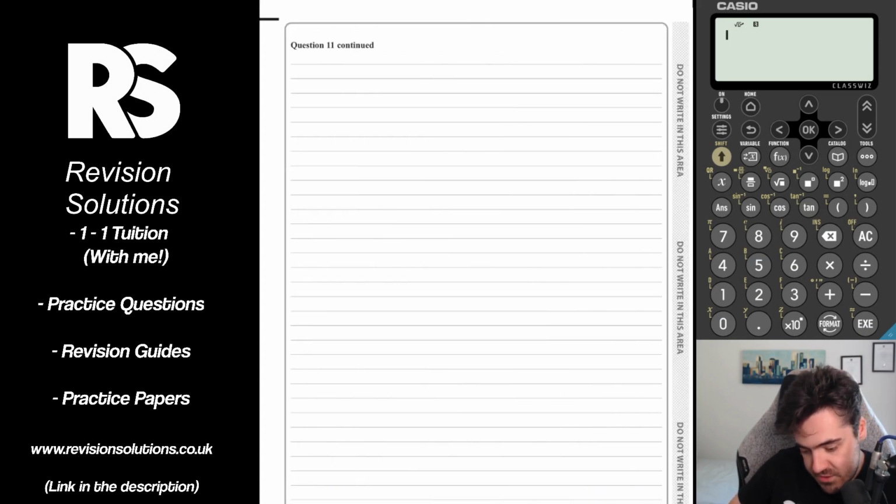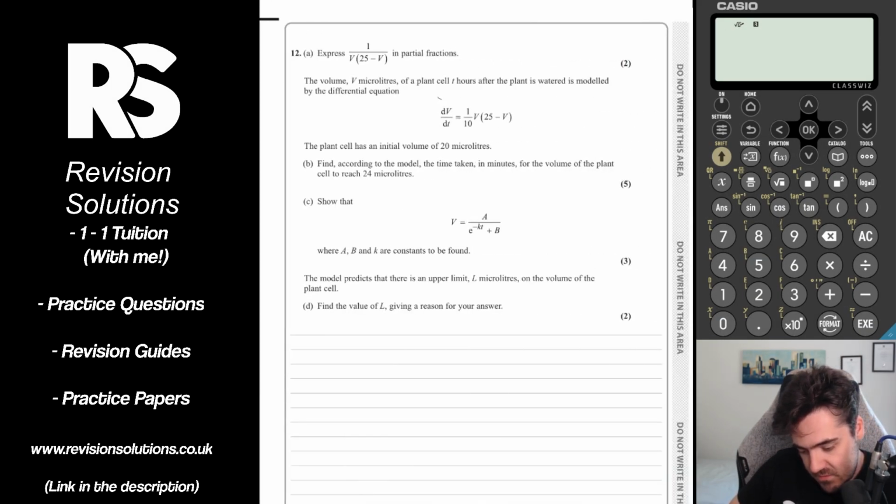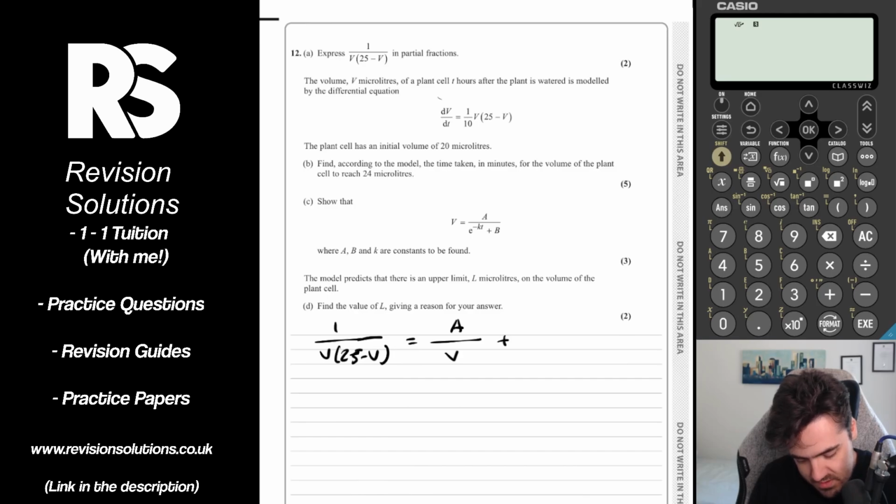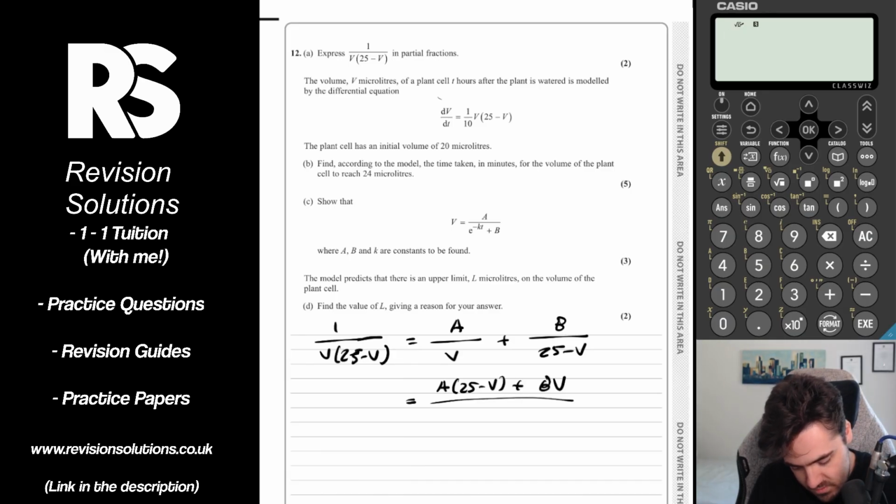Okay, moving on to question 12. It says, first, can we express this fraction in partial fractions? So in partial fractions, that's going to be two linear denominator fractions. It would be a over v plus b over 25 minus v. Rewriting that back as one fraction, that's a times 25 minus v plus bv over v(25 minus v).